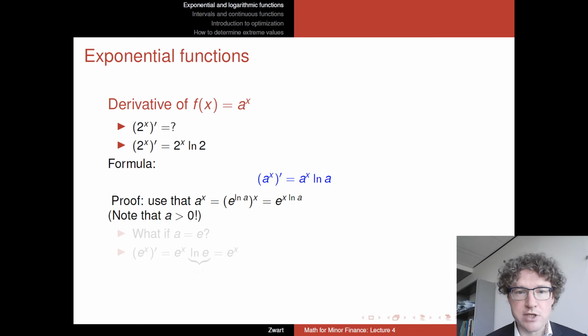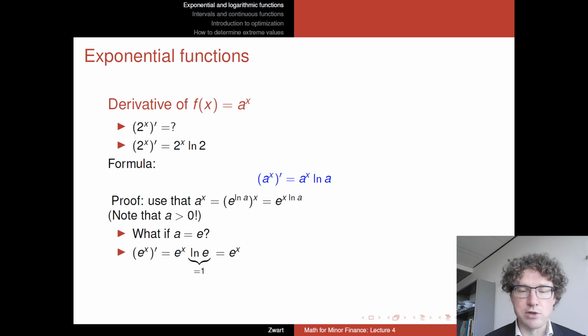The proof is precisely the same, so it's basically what we did with a equals 2, but now for general a. And you should know that, of course, this a really needs to be positive, because here we're taking the log of this a, and remember the domain for the logarithmic function is just positive numbers, so 0 is not allowed, and negative numbers are not allowed either. One other special case is when a equals e.